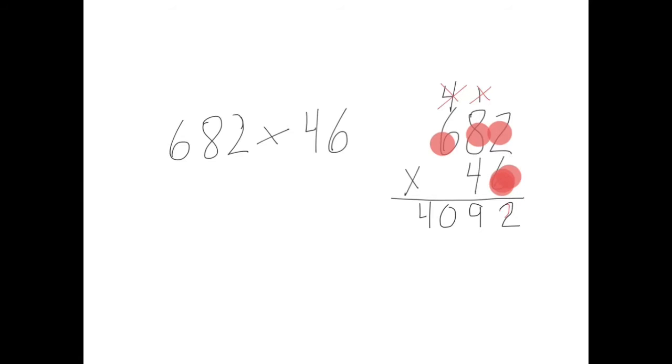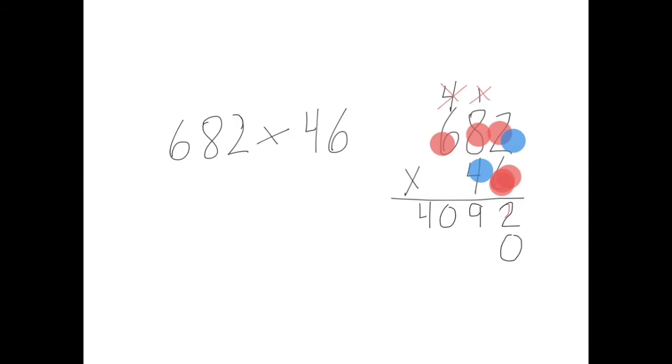So now that we are finished with the 6, I know I have to move to the 4. But what do I have to do first because of the true value of that 4? Think to yourself. We need to put in a placeholder for the 4 to recognize that it's actually worth 40. Now I can do my multiplication of 4.